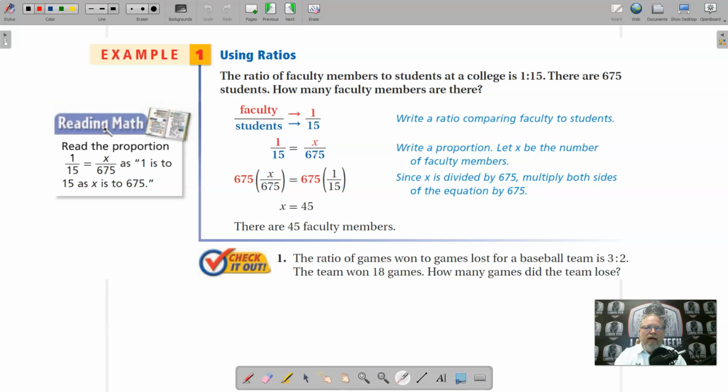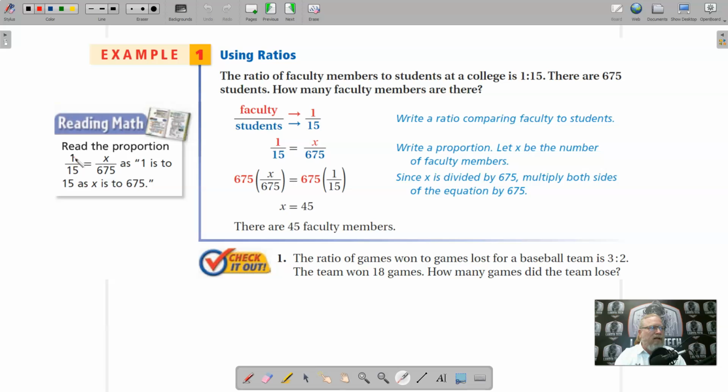Now let's look at our reading math real quick off to the side here. Read the proportion 1 over 15 equals x over 675. Well, whenever we're dealing with proportions, we would do this a little bit differently. We would read it as 1 is to 15 as x is to 675. Notice the difference is at the fraction bar and the equal sign. Instead of saying equals, we would say is.